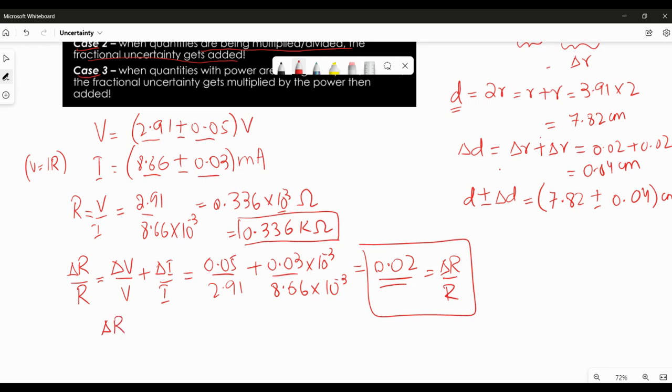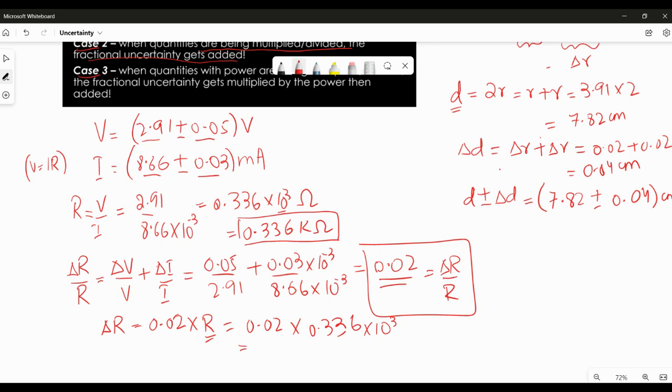Since delta R over R is 0.02, just using cross multiplication, my delta R will be 0.02 multiplied by R, where R is the average value of resistance, which we just now calculated. So I'm just going to do the math over here. 0.02 multiplied by 0.336, which is kilo. Kilo means 10 to the power 3. I can keep it in kilo. I don't need to even use 10 to the power 3. I can just write the K to represent kilo.